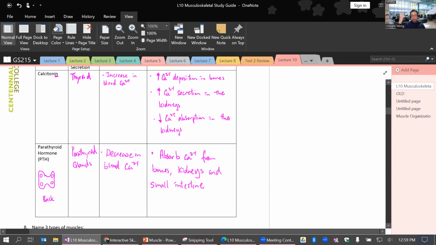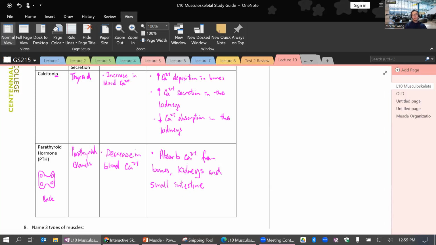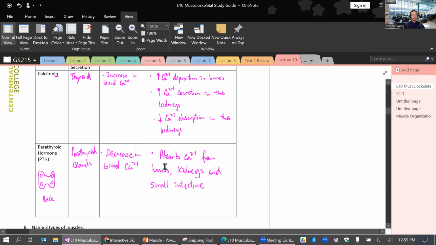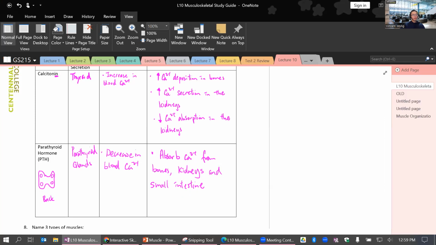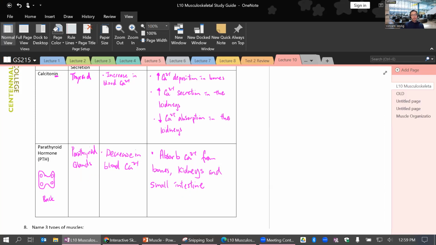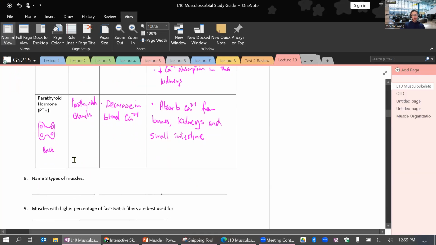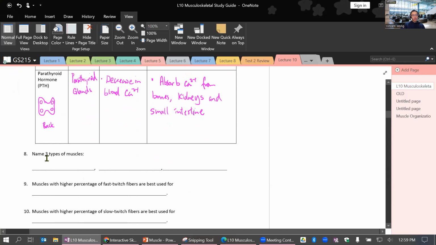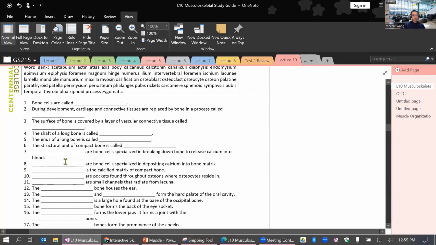Okay, so you want to try to recoup some of the calcium from those locations and put them back in the blood. That's pretty much it. Okay, we have to name 3 types of muscles, but we haven't learned it yet, so we'll do that in a bit. Okay, let's go through some of these fill in the blanks and see.